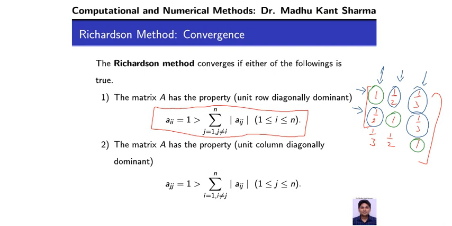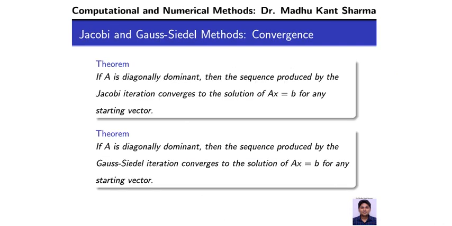Okay, right. The next one here is a very important result. This result gives you the sufficient condition for the convergence of the Jacobi method.